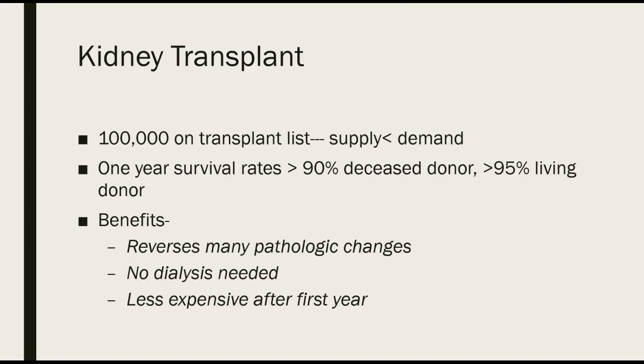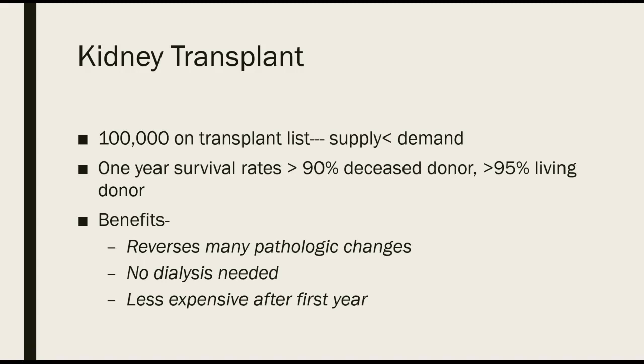A kidney transplant is another option besides dialysis. Once a person has been on dialysis for a while, they typically are working towards getting a kidney transplant. Unfortunately, many people die waiting for a kidney. There are about 100,000 people currently on the transplant list. There's unfortunately a much higher demand than there is supply.